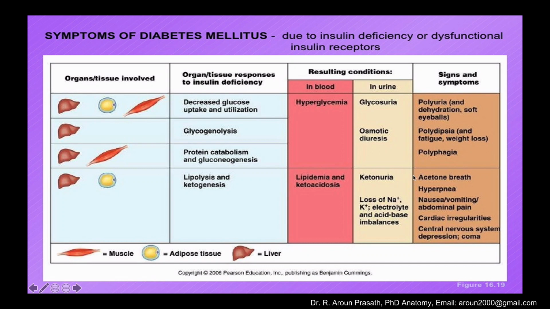So these ketones give a type of flower smell, which is called acetone. It's a ketone smell. The smell of the urine will be like some sort of a flower, okay. Even when the patient breathes, the breath will have an acetone smell. Then hyperpnea, that is increased breathing level. The patient feels vomiting, nausea, abdominal pain. Then there will be disturbed heartbeat due to loss of potassium and sodium. Then central nervous system depression, and finally the patient goes into coma.